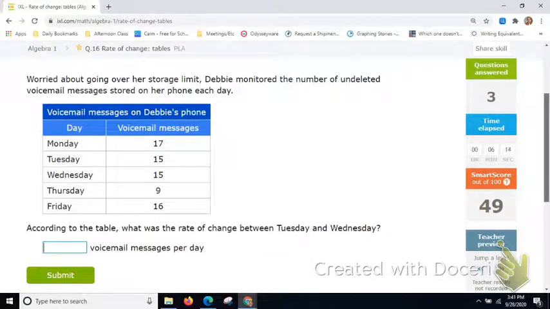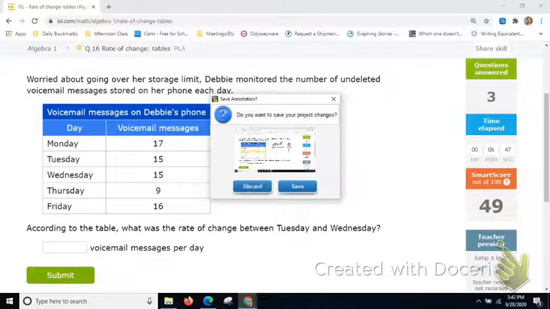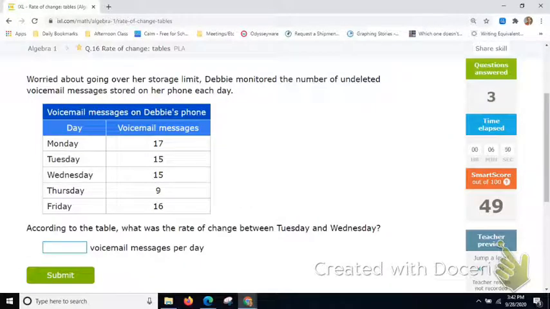So far this still seems the same. Between Tuesday and Wednesday, so Tuesday and Wednesday, I'm going to find both of those in our chart. There's Tuesday and Wednesday. So then that's 15 minus 15, because the change, I get the change by subtracting. So it didn't change at all over one day. So 0 voice messages per day. It doesn't mean that they're getting 0. It means how much it's changing. It didn't change at all during that time, so that's why it's 0.